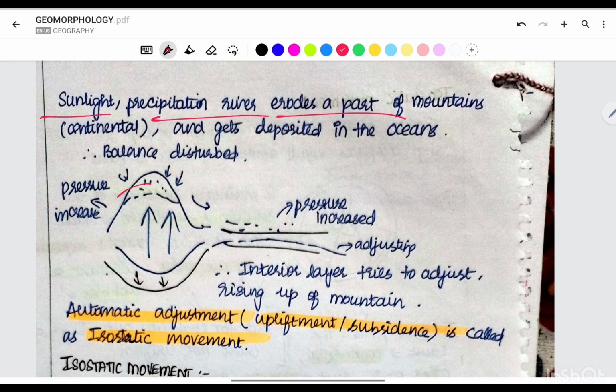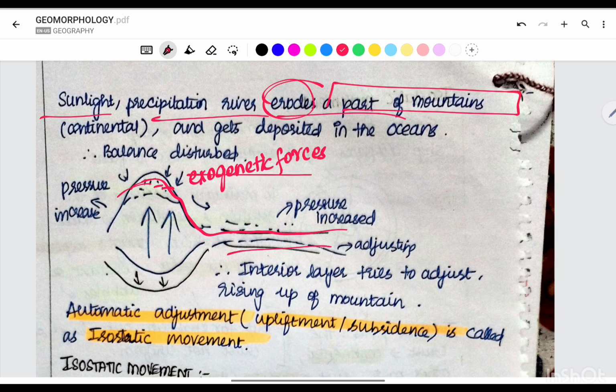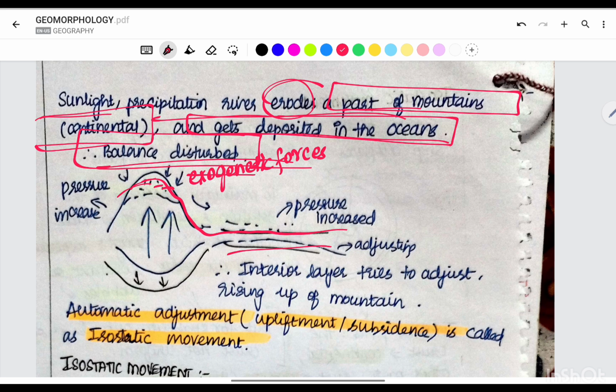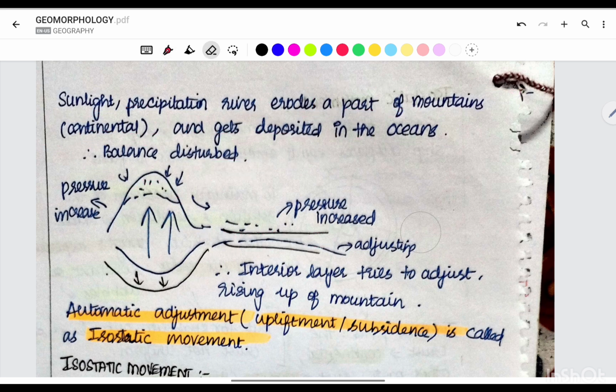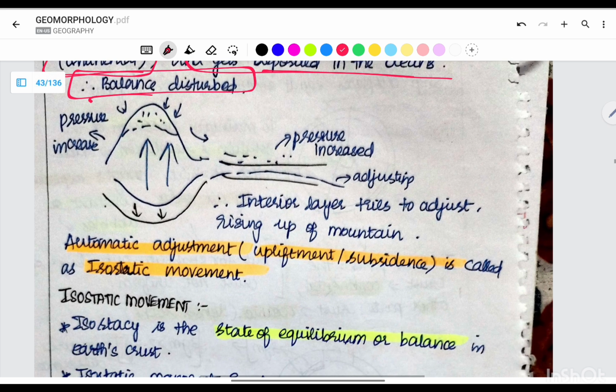Sunlight, precipitation, and the rivers are eroding these things, right? Due to sunlight, precipitation, and the exogenetic forces, a part of the mountains in the continental crust is eroded and gets deposited in the oceans. Therefore, the balance is being maintained.